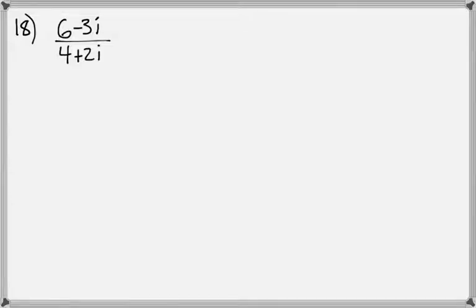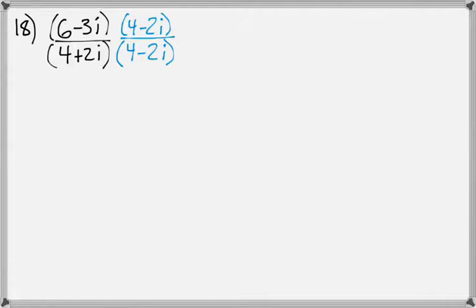On question 18, I'm trying to simplify this and get rid of that i in the denominator. And we do that by multiplying by the conjugate of the denominator. So I'm going to put parentheses here. There's always implied parentheses around the numerator and denominator of a fraction. So I'm going to multiply by the conjugate of the denominator. And to keep it legal, I need to multiply the top by the same thing.